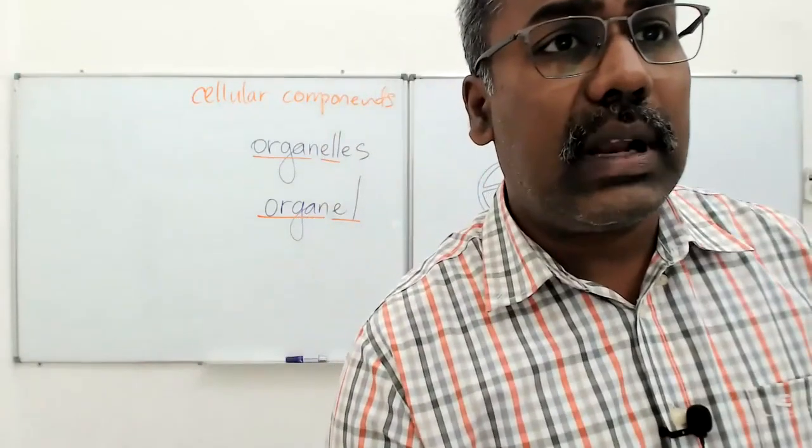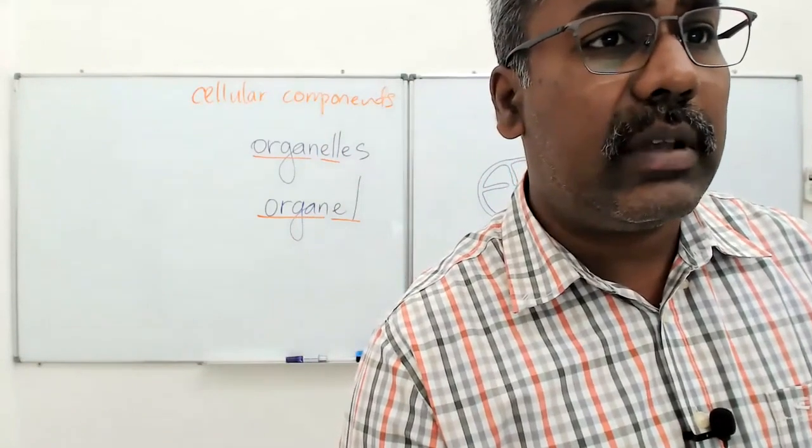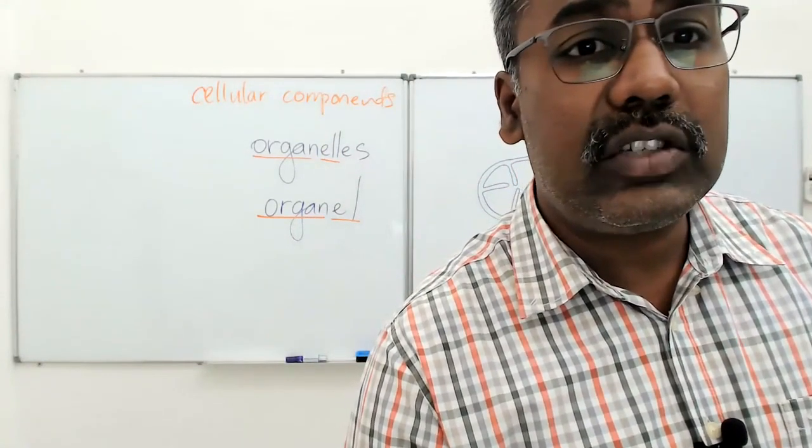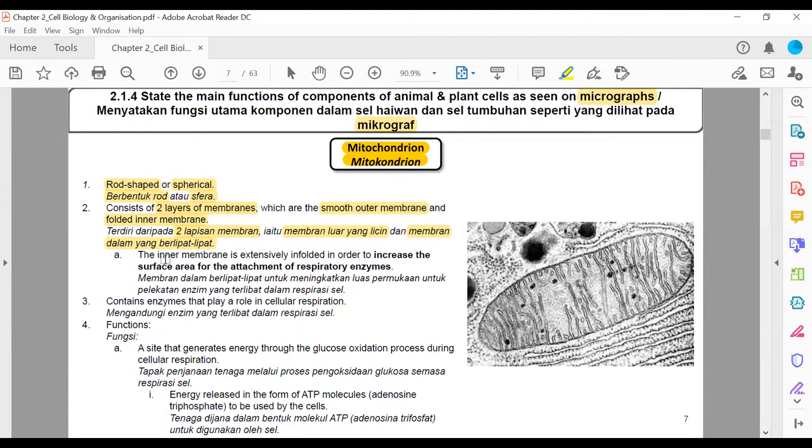Jadi kalau soalan tanya apa tujuan inner membrane berlipat-lipat, ini jawapan dia. So the inner membrane is extensively folded in order to increase the surface area for the attachment of respiratory enzymes. Membran dalam berlipat-lipat untuk meningkatkan luas permukaan untuk pelekatan enzim yang terlibat dalam respirasi sel.